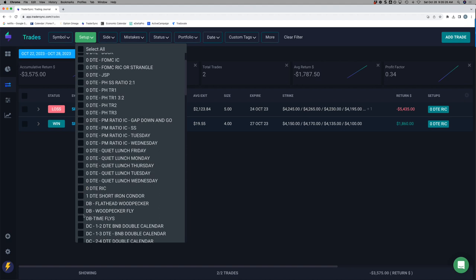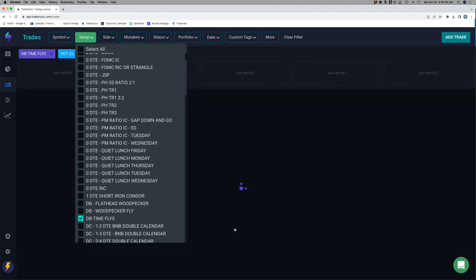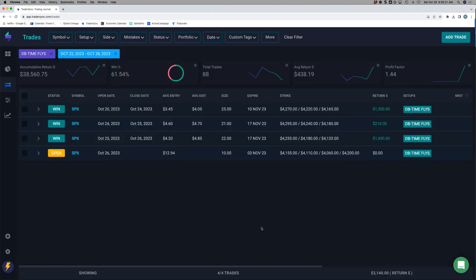As far as dynamic butterflies, just did time flies. Three for three on the week. One for 1500, one for 200, and one for 1400. No losses on time flies all month for the month of October.